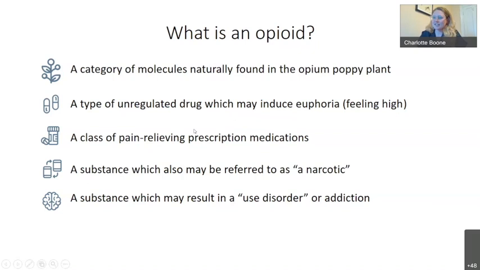Or is it a substance which may result in a use disorder or an addiction? And the final option being all of the above. And of course, as many of you know, it is all of the above. Teasing out all of these different explanations for what an opioid is is where we can get a little bit muddled, and where a lot of overlapping perspectives and education can become confusing. But really, an opioid is all of these different things.